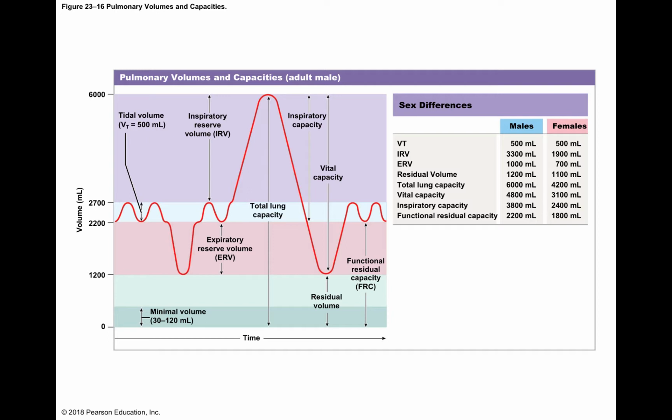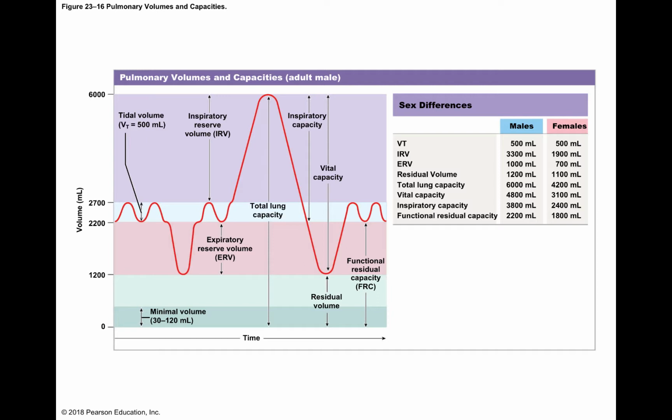Now, it's interesting to note, if we look over here at the sex differences, like the inspiratory reserve volume. How much air can you possibly breathe in at the end of a normal breath? In males, about 3,300. In females, 1,900. Females can't breathe in as much as the males can, right? Expiratory reserve, you have a difference too, 1,000 versus 700, right? And that changes all your capacities then.